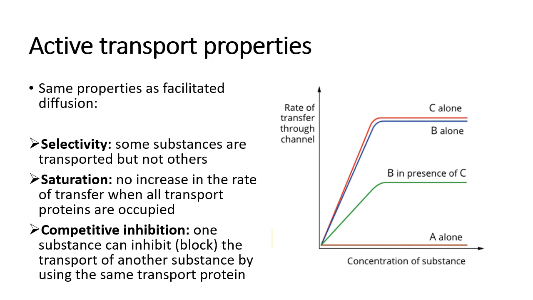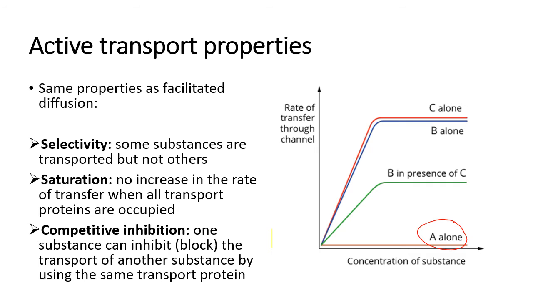The properties for active transport are the same as facilitated diffusion. First, we have selectivity. So this means that some substances are transported while others aren't. If we look at the diagram on the right, we can see that substance A alone is not transported. We can conclude this because even if the concentration of the substance increases, there is no increase in the rate of transfer through the channel.